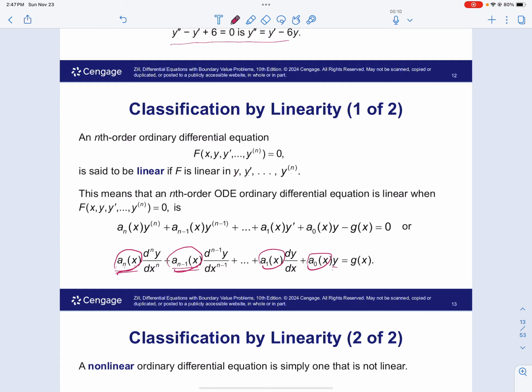We cannot include anything else. We can only have y. But if we have 1 over y, is this okay? No, because this is y to the negative 1. We do not have this term. Are you guys with me? Could we have a y squared term? No, because we can only have y, something in x multiplied by y or y prime. Could we have 1 over 4x times y prime?